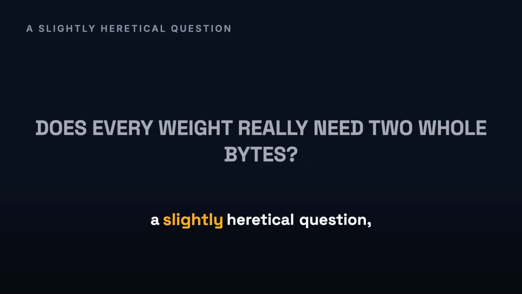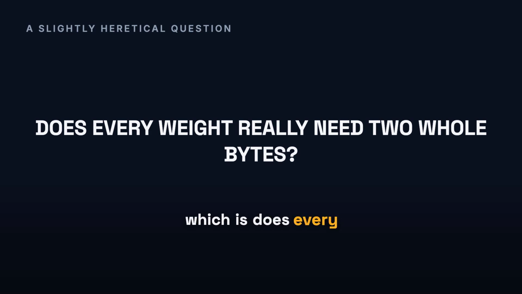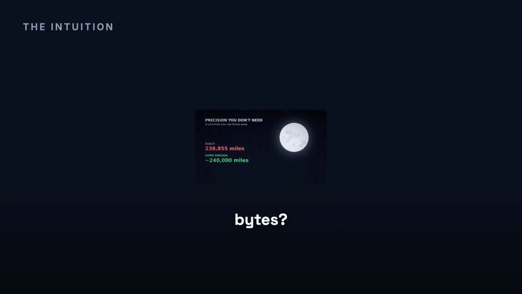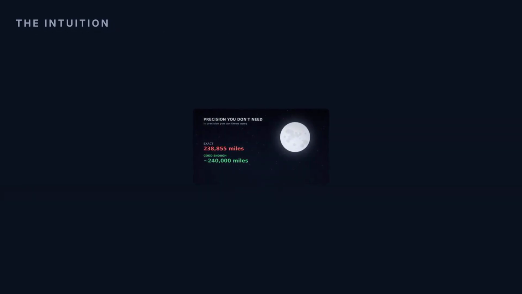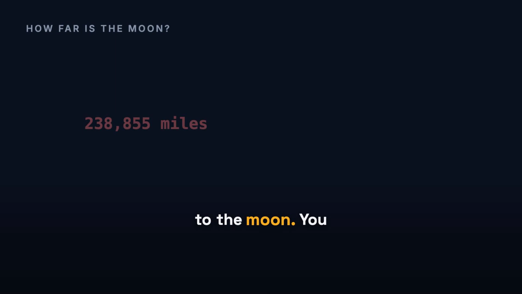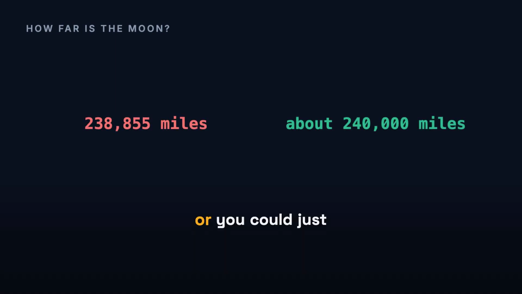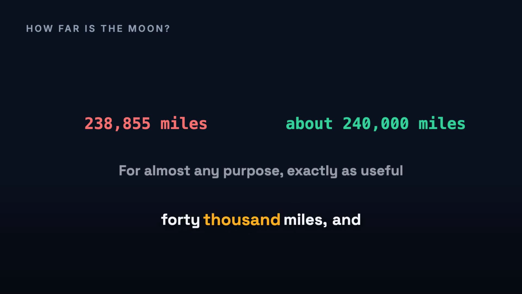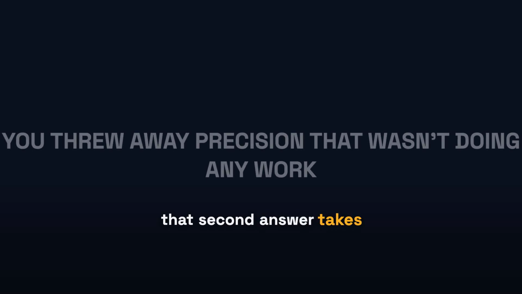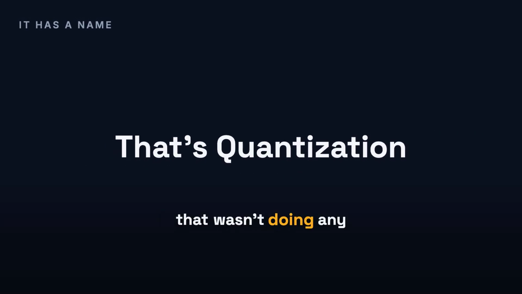We're stuck. Unless we ask a slightly heretical question, which is, does every one of those weights really need 2 whole bytes? So here's the intuition. Say I ask you how far it is to the moon. You could say 238,855 miles, or you could just say roughly 240,000 miles. And that second answer takes a fraction of the effort to store, and for pretty much every purpose you'll ever have, it is exactly as useful. You threw away precision that wasn't doing any work.